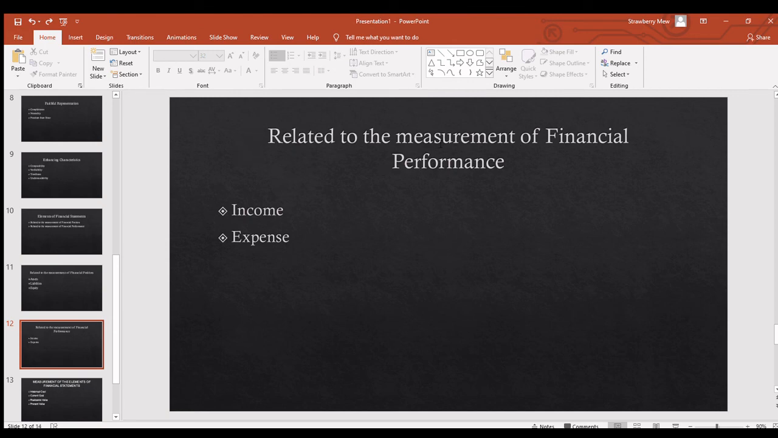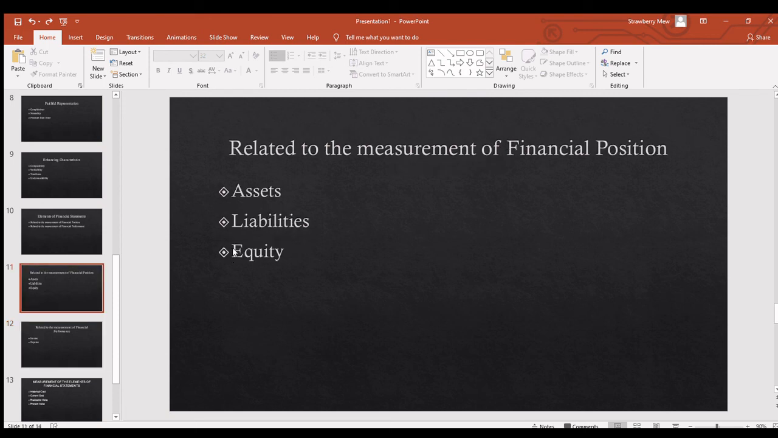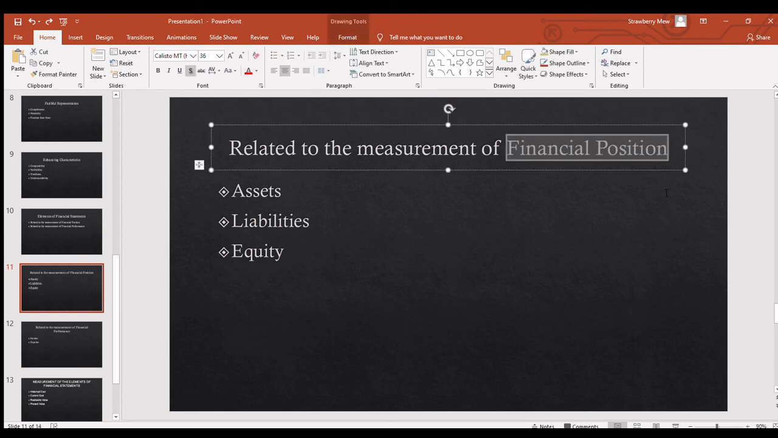Next is the elements that relate to the measurement of financial performance. Okay? So, first let's go back. Kasi financial position ang tawag dito. Kasi nga, what is our position? What is the position of the business financially? So, ano yung position ng isang business at a certain point of time? Right? So, ano yung mga pagmamay-ari nito?